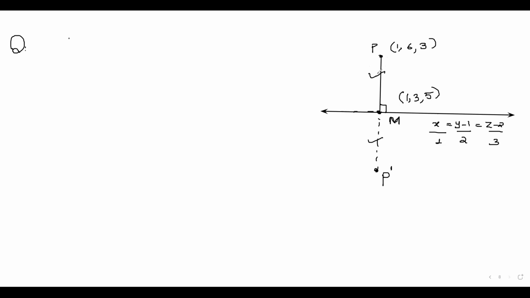Sir, my question was like how PM is perpendicular to vector B. So PM is perpendicular to the line? Yes. Line is parallel to B. It is not given like that in the question. Oh, Umair, I already told you r is equal to a plus lambda b. So how should I know that this is type 1? Always this equation is of type 1. Oh, okay, so that equation denotes type 1.